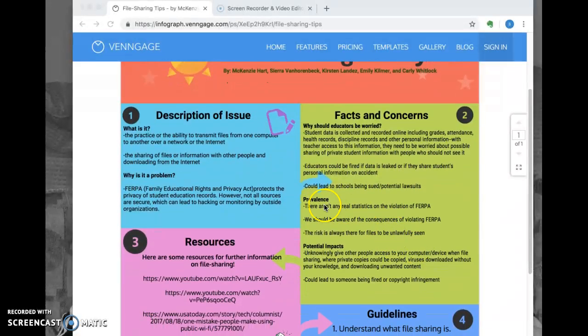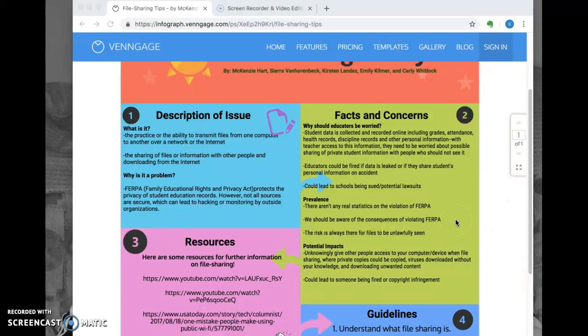As for the prevalence of file sharing safety issues, there aren't really any statistics on violations of FERPA, but we need to be aware that there are consequences of violating FERPA and that the risk of files being unlawfully seen is really high, especially when using the internet, because you never know if people can be hacking you or looking at the information you're sending to people through some online website.